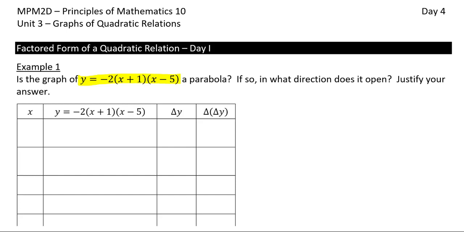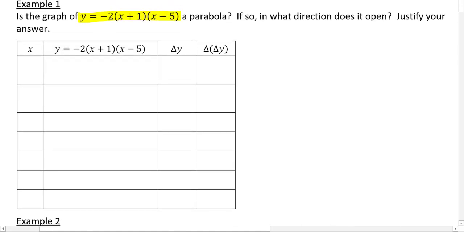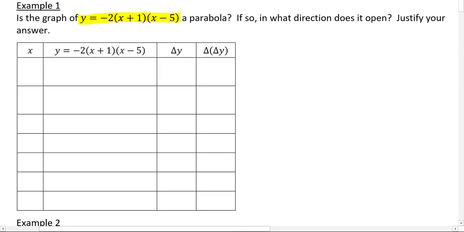We're going to approach this problem by using a table of values. So we're going to use x values from negative 1 to 5. If we sub negative 1 into our relationship, we get negative 2 times (negative 1 plus 1) times (negative 1 minus 5), which equals negative 2 times 0 times negative 6, which equals 0.